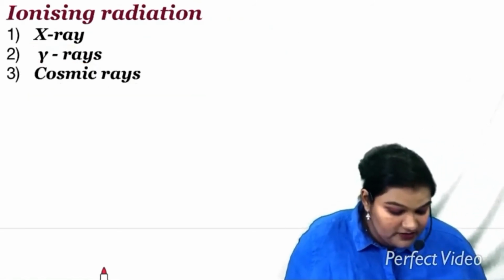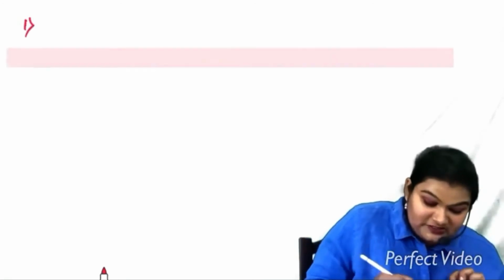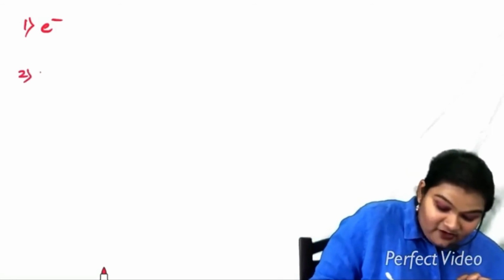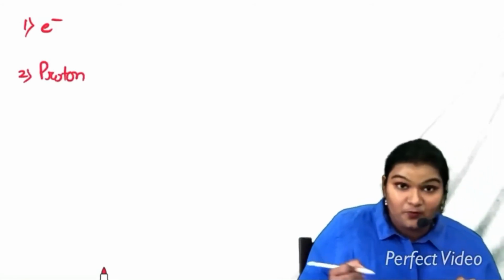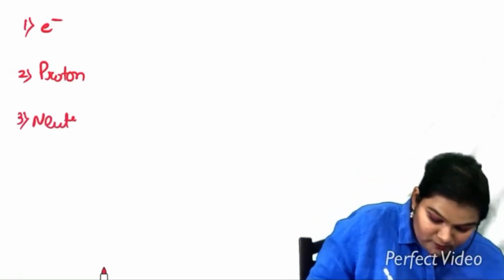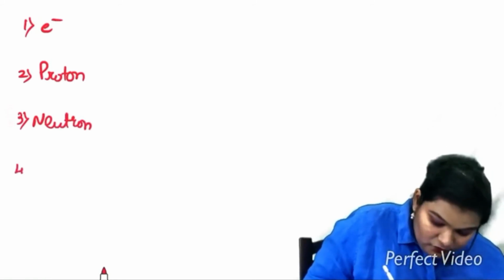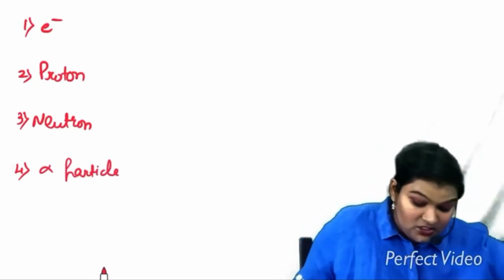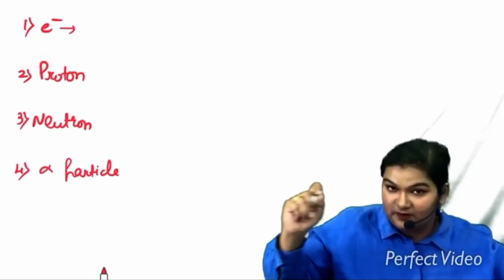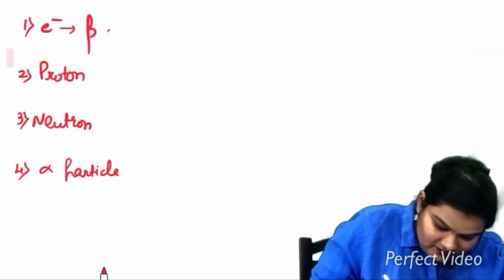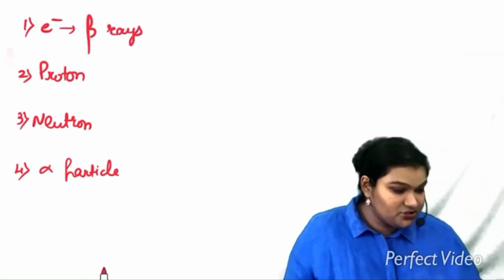Now let us move towards some of these subatomic particles. The first one we know is the electron, very famous electron, the negatively charged subatomic particle. Then we have the proton, the positively charged subatomic particle, and then we have our third, the neutron. And let us add a fourth one, the alpha particle. Now the beam of electrons passing in a particular direction, we call it beta rays. They are negatively charged beta rays.